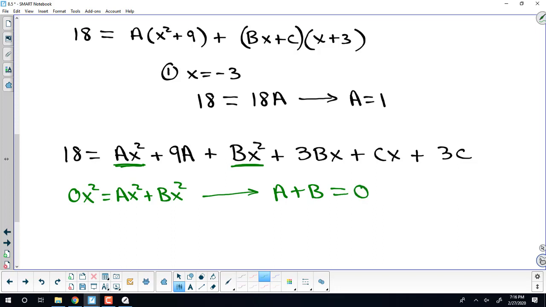So if we know a plus b is equal to 0 just from that equation, we know also a is 1, so we know what b is. So we've got our a is 1, b is -1, we need to find c.